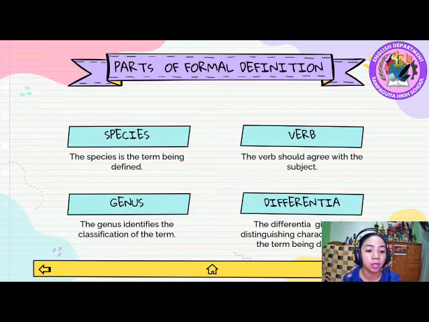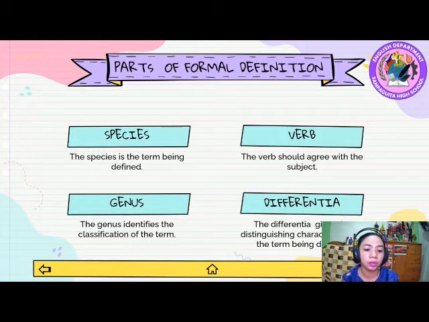1. We have the species. The species is the term being defined. So the one that is given the definition, the word which will be used to define in the sentence. Second, verb. The verb should agree with the subject. So if the subject is singular, you have to use is. If the subject is plural, you have to use are.